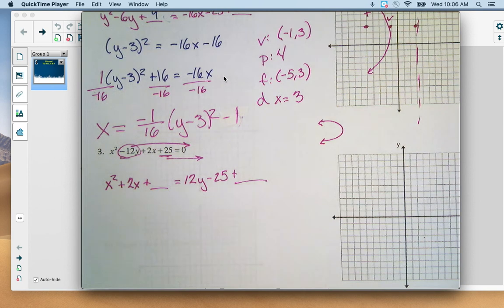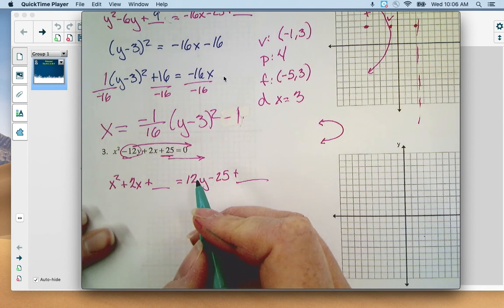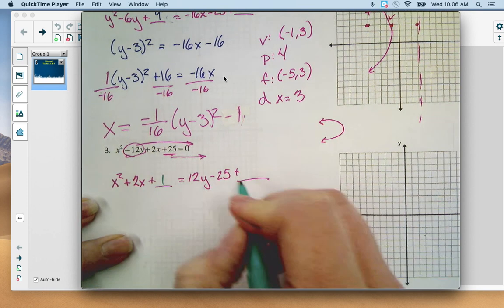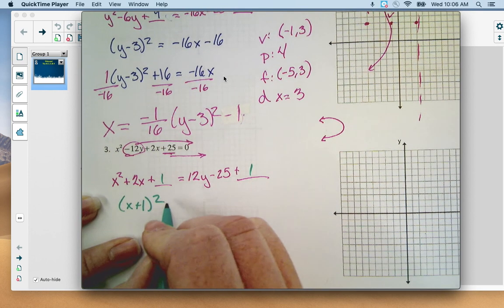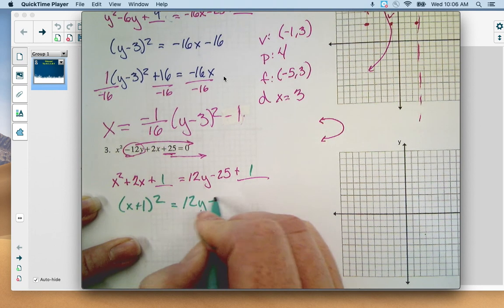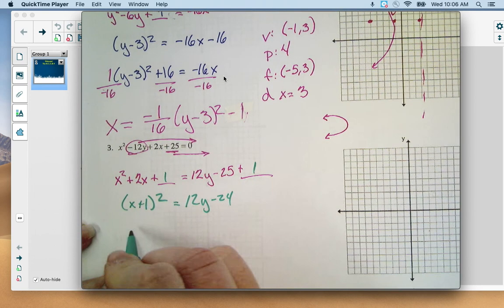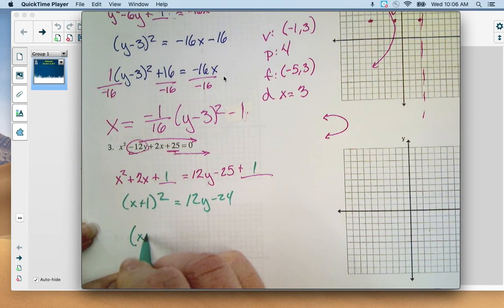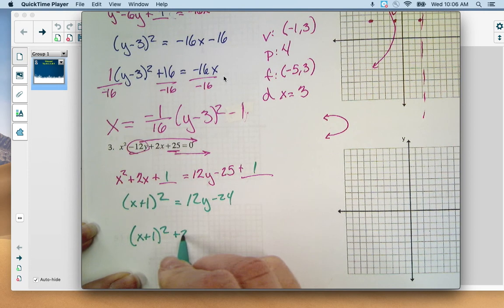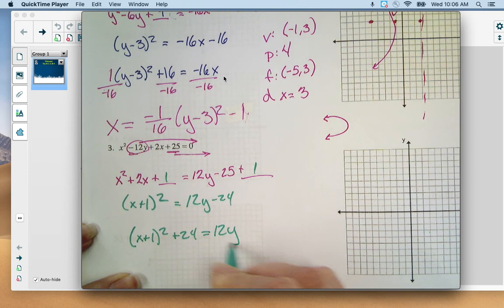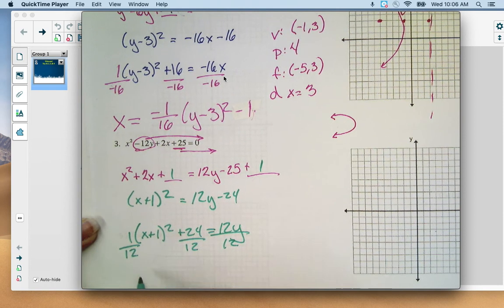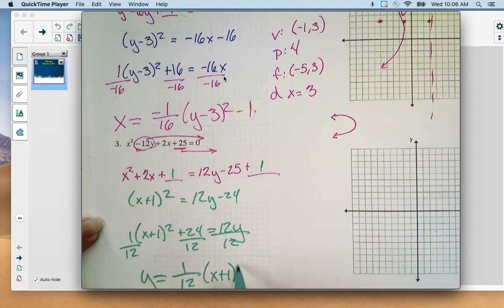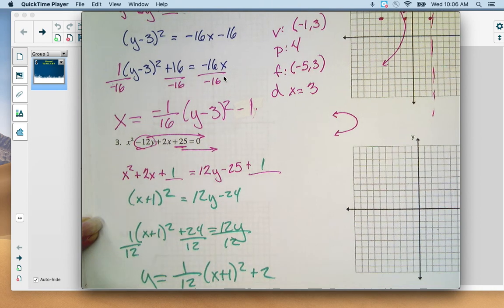Alright, quick check-in. What number did you add to both sides? Did we add 1 to both sides? Alright, we added 1. Do we agree this factored into x plus 1 quantity squared equals 12y minus 24? Feeling pretty good? Add 24 to the other side. X plus 1 quantity squared plus 24 equals 12y. Divide everything by 12. Again, it's 1/12. So I would have y equals 1/12 x plus 1 quantity squared plus 2. Feel good with that part?